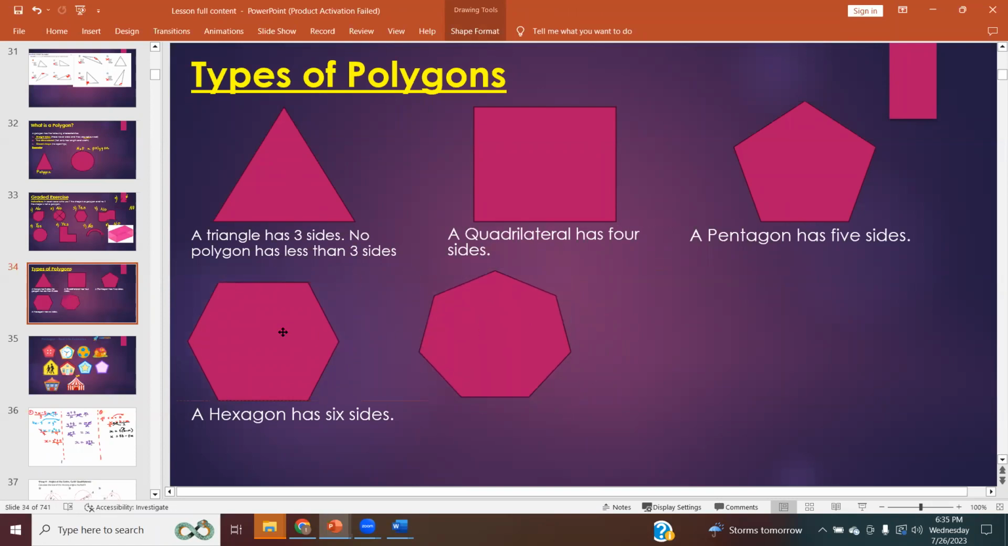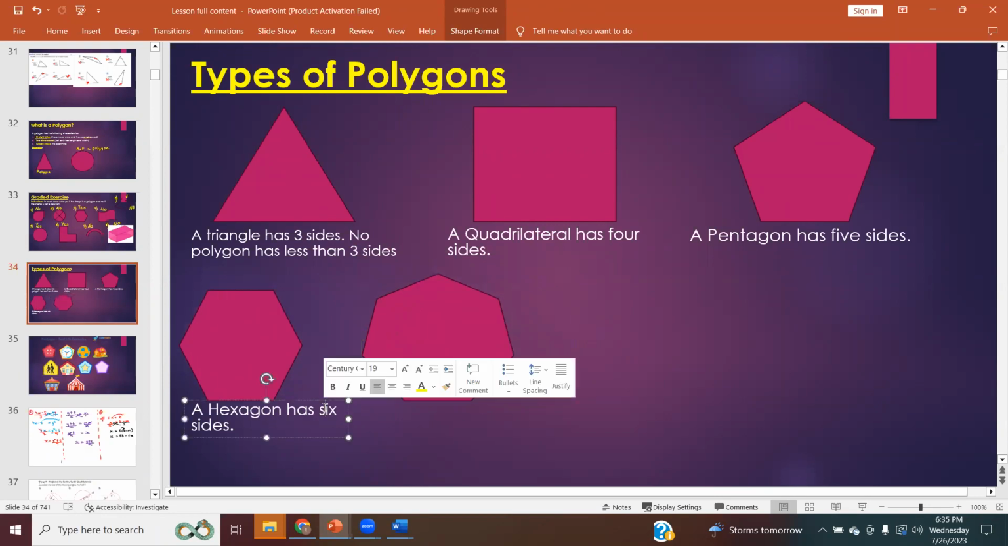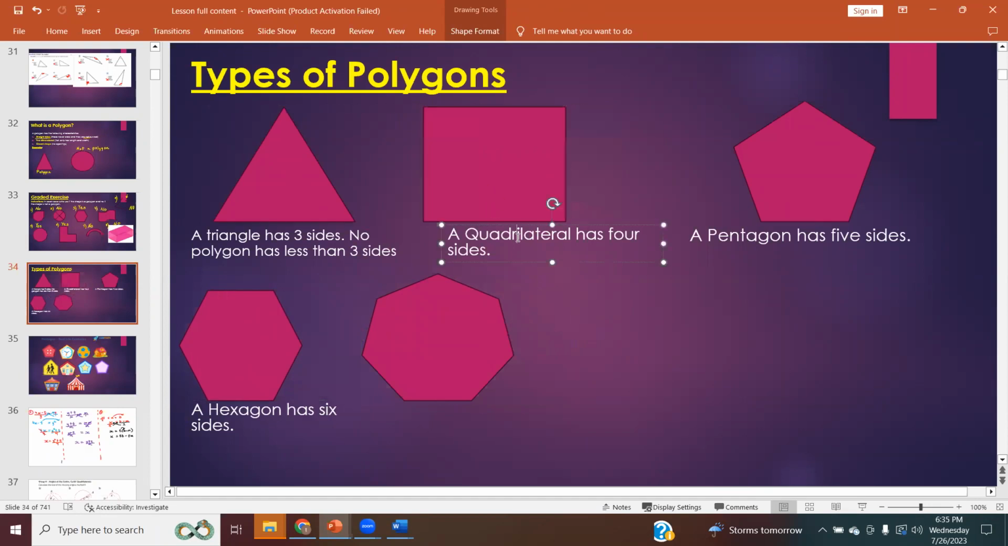Let me see if I can fit all of them in one. I wanted to do a whole next slide, but let's see if we can fit them in one. So hexagon has 6, heptagon has 7. We have 7, 8, 9, 10. Shoot. Let me slide this one over.